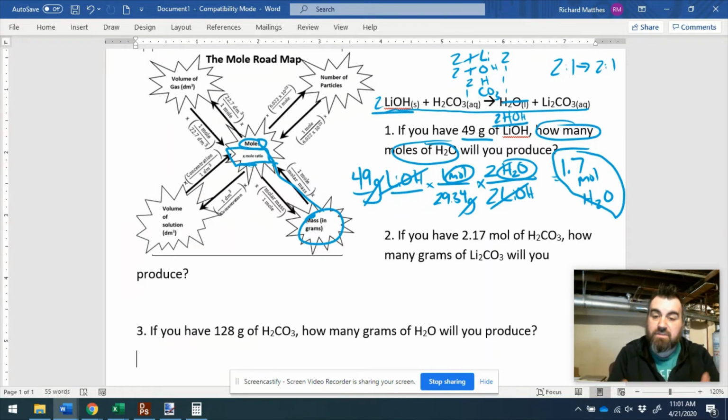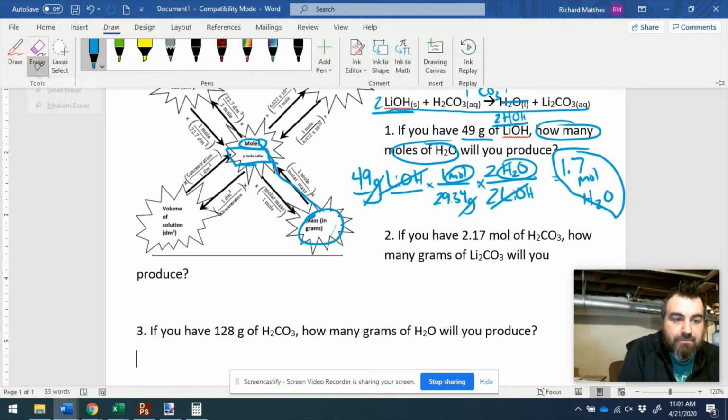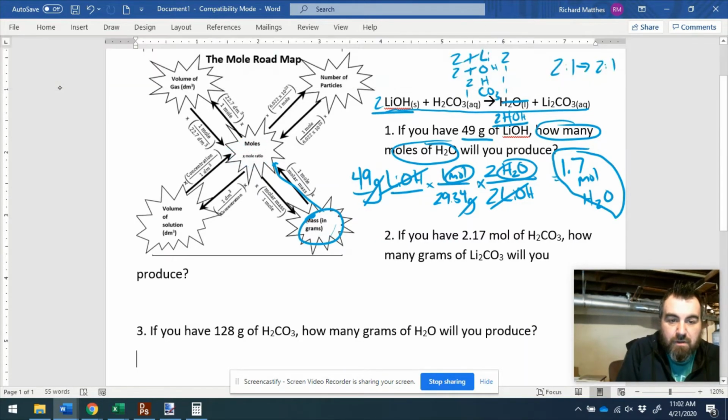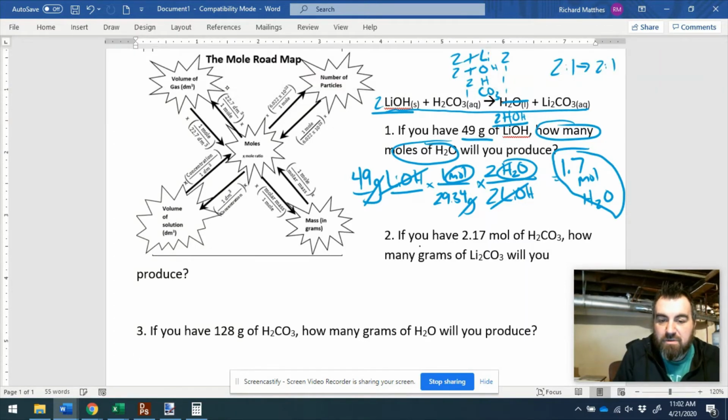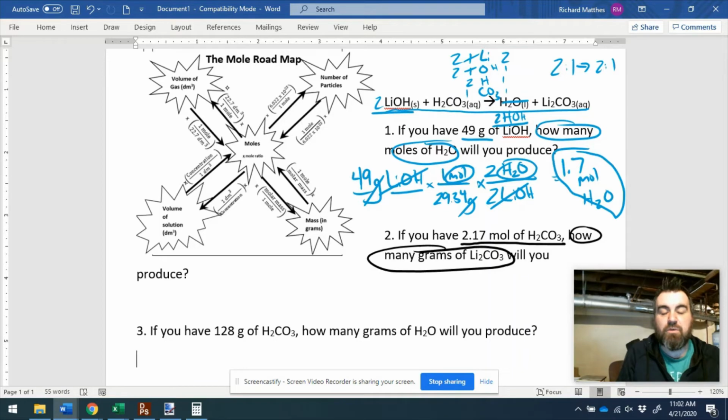Okay, the next one's a little different. The next one, I'm going to erase what I got here just so when I draw the arrows, it'll be a little clearer. The next one, I'll even change colors. We'll use black this time. So it says, if you have 2.17 moles of H2CO3, how many grams of Li2CO3 will you produce?